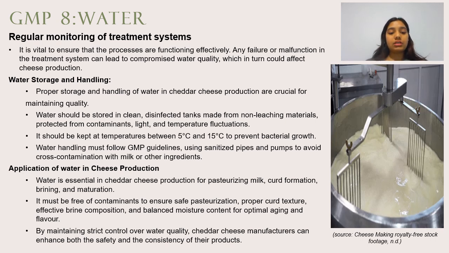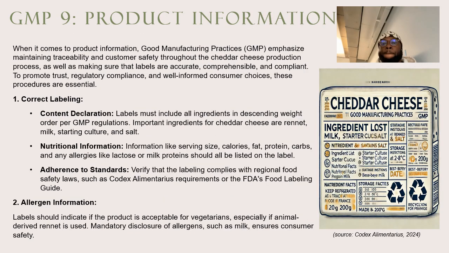any other ingredients. So, water is essential in cheddar cheese production for pressurizing milk, curd formation, brining, and maturation. So, that's why it's necessary that the water that we use is free of any contaminants to ensure safe pasteurization and proper curd texture, and also to maintain balanced moisture content for optimal aging and flavor. By maintaining strict control over water quality, cheese manufacturing can enhance both the safety and the consistency of our product.